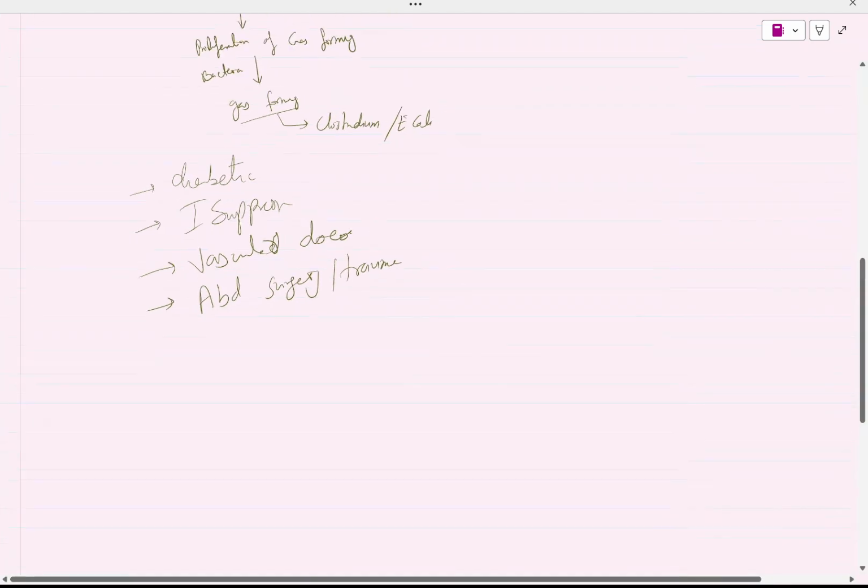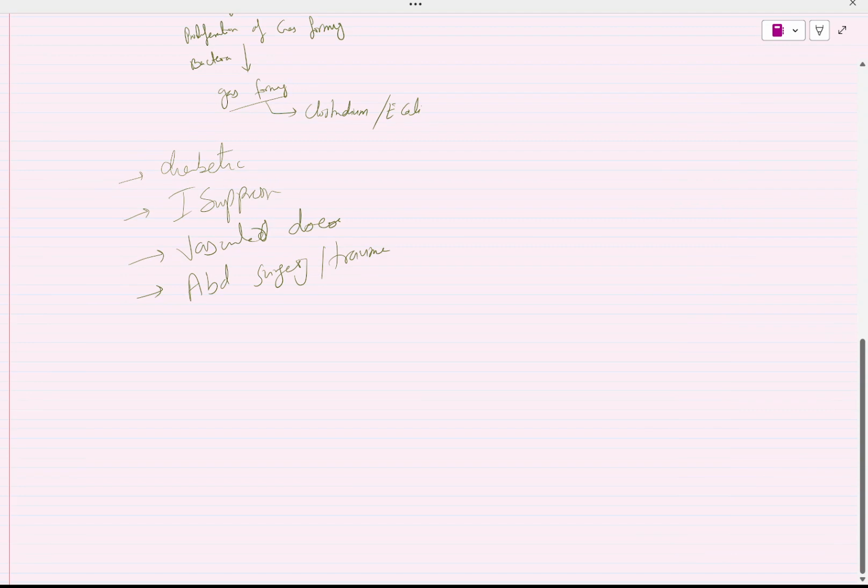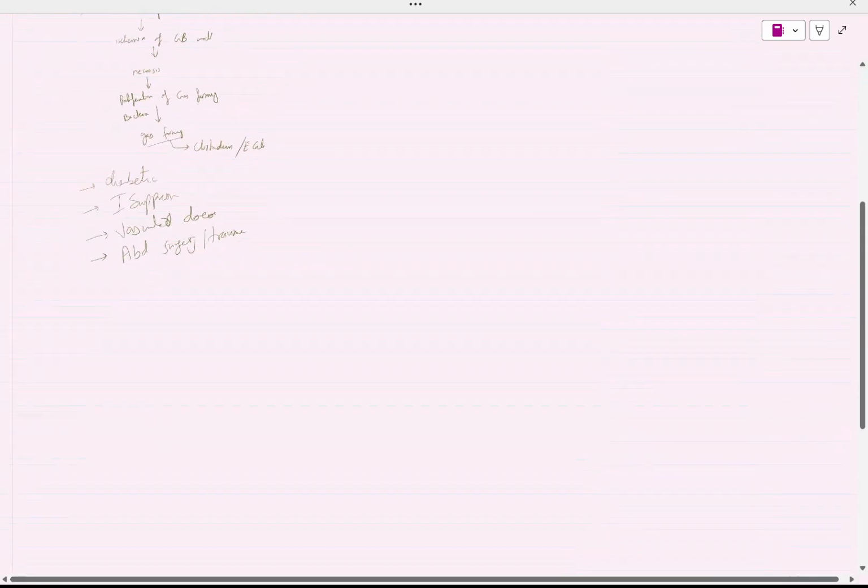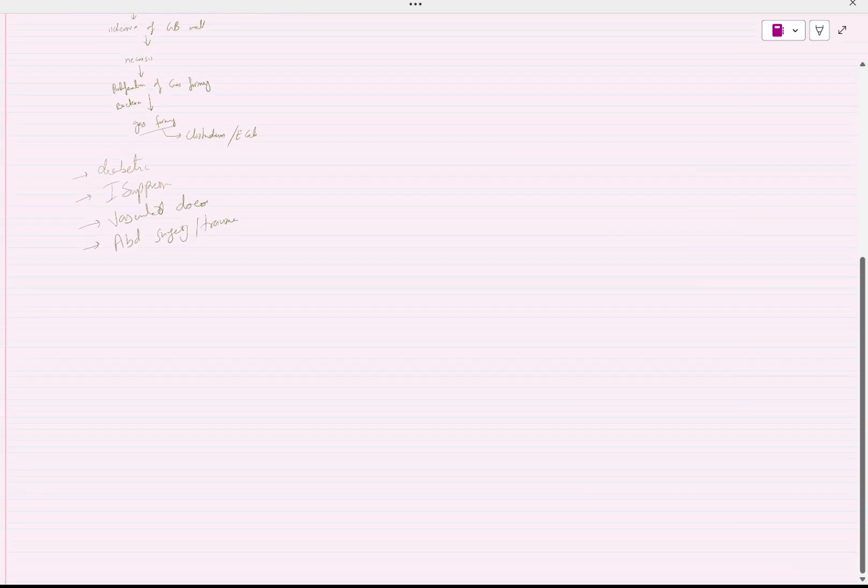The clinical presentation will be the same as acute calculous cholecystitis. There will be fever, right upper quadrant pain, and referred pain to the right scapula. So these are the subtypes.